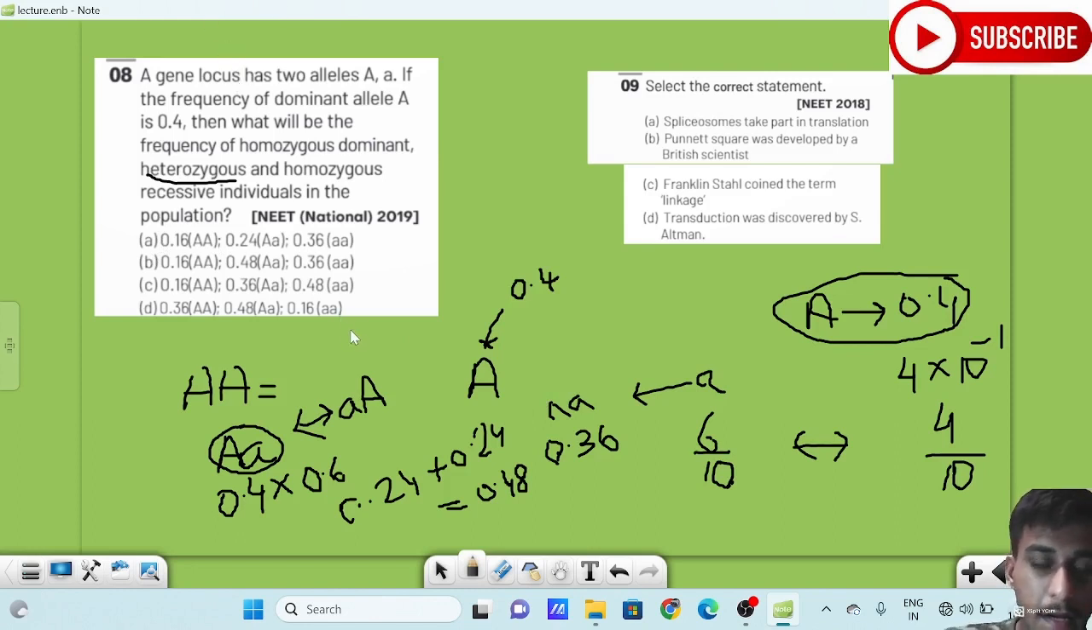Okay. Capital A, small a, 0.4 into 0.6. In a genotype, there is also this combination possible. So we should add both of them. Here also we will get 0.24. So 0.24 plus 0.24, 0.48 is the right answer.